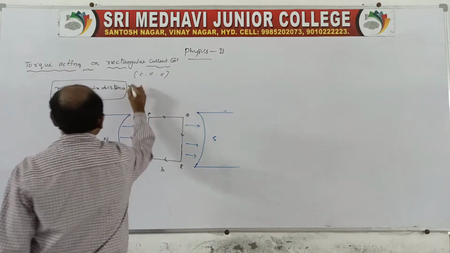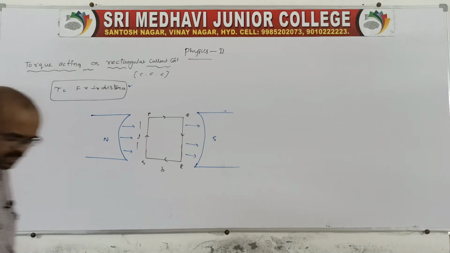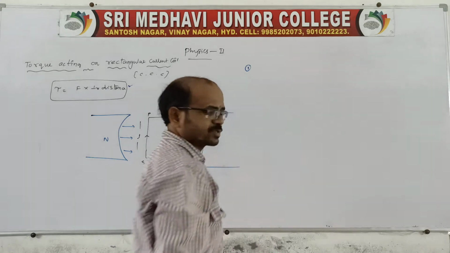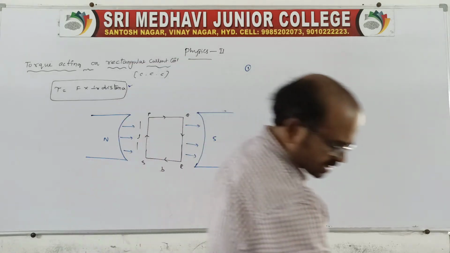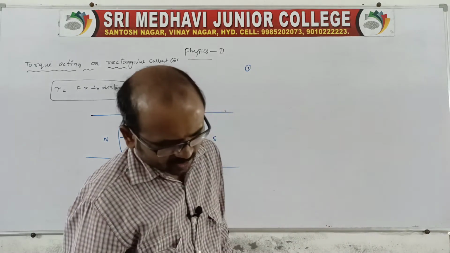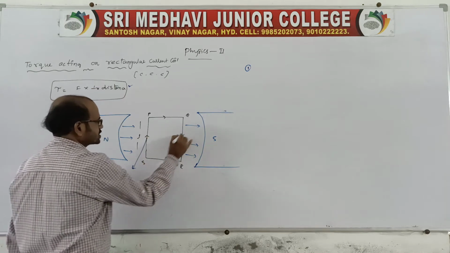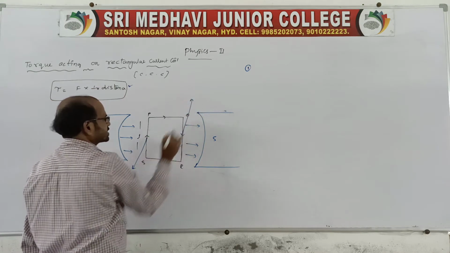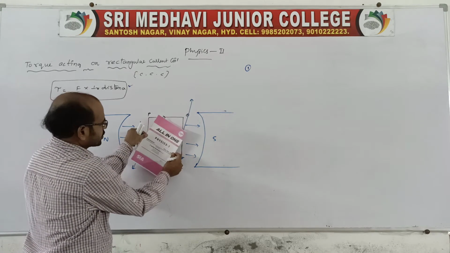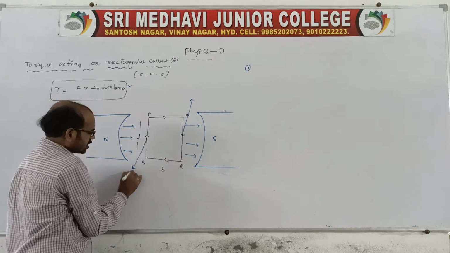Turning effect is nothing but what we call torque. And here there are some important points. See, there will be equal and opposite forces acting. That means the torque acting on the rectangular coil will be due to one force, and there will be another force acting like this, an equal and opposite force. That's why the coil may rotate or turn like this. The equal and opposite force is acting.